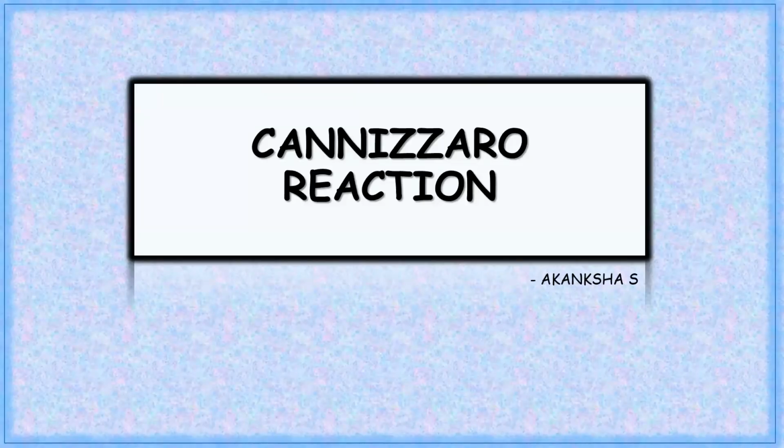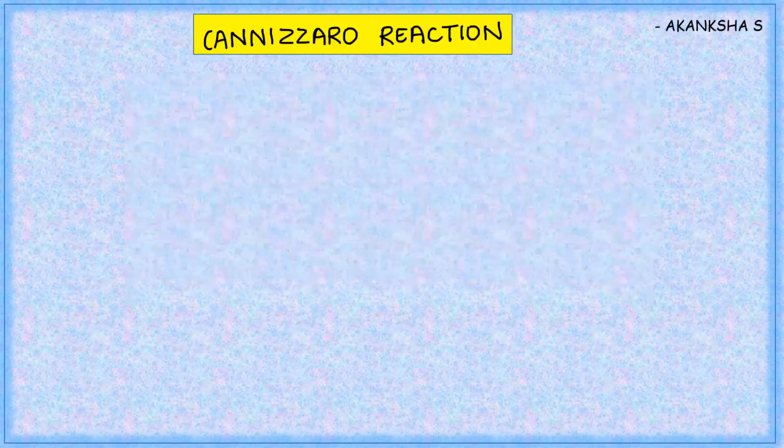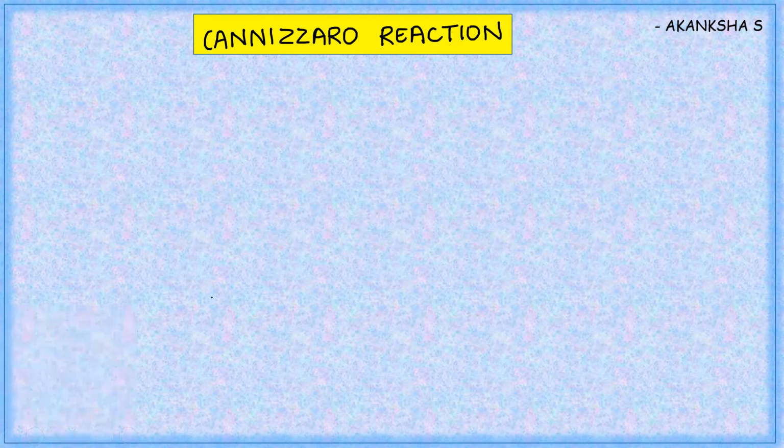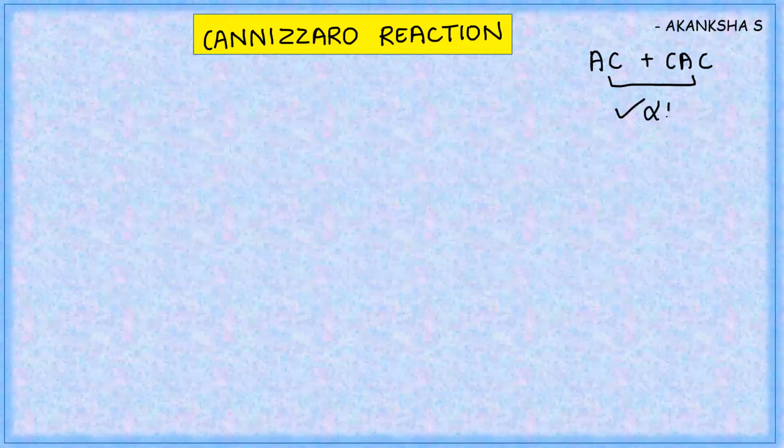Hello everyone. Let's try to understand Cannizzaro reaction. Now we have already studied aldol condensation and cross-aldol condensation. So from the previous videos, you might make it out that aldol condensation and cross-aldol condensation have one important, we can say mandatory, requirement for a reactant. There needs to be an alpha hydrogen present in the reactant.